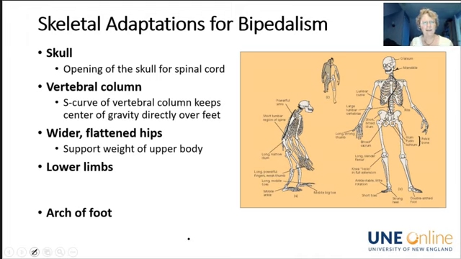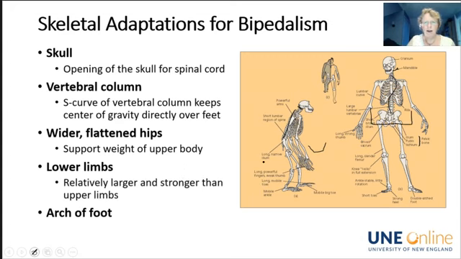Wider flattened hips support the weight of the upper body. If you look at the chimpanzee, it has a narrower hip compared to our wider hip. Our lower limbs are longer compared to the shorter lower limbs of the more chimpanzee model. And our feet have an arch, and an arch acts like a shock absorber for bipedal locomotion.